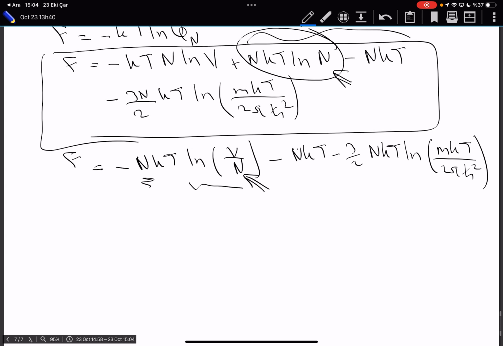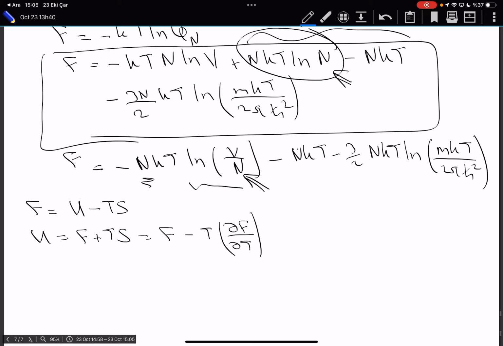Well, what is the energy? I remember the free energy is U minus TS. So energy is F plus TS, but S is the derivative of free energy with respect to temperature, which we can also write by just taking the T squared out. This is the derivative with respect to temperature of F over T, multiplied by T squared.